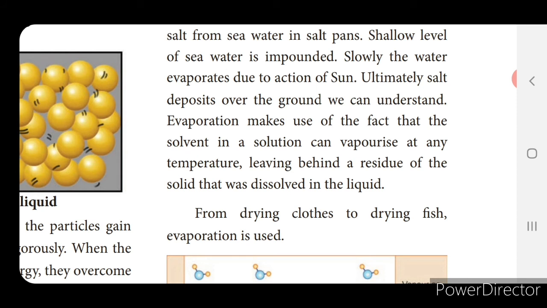So evaporation makes use of the fact that the solvent in a solution can vaporize at a low temperature, leaving behind a residue of the solid that was dissolved in the liquid. Suppose you take a small amount of salt and mix it with water, and if you keep it as such, after some time you can observe that salt will be deposited at the bottom of the tumbler. If you add more salt, it will only be deposited at the bottom.